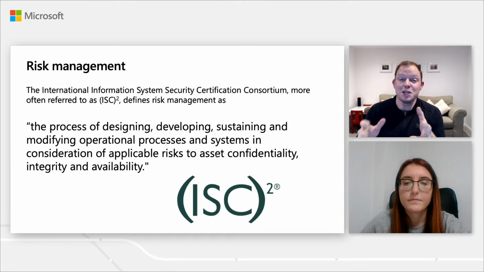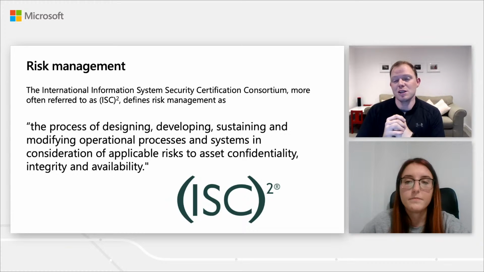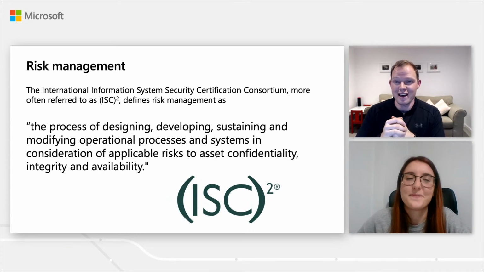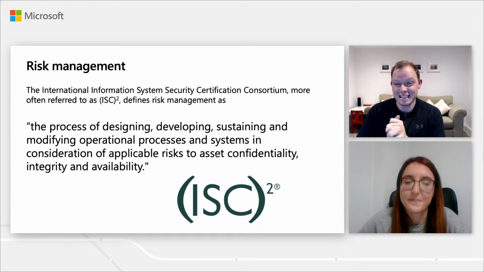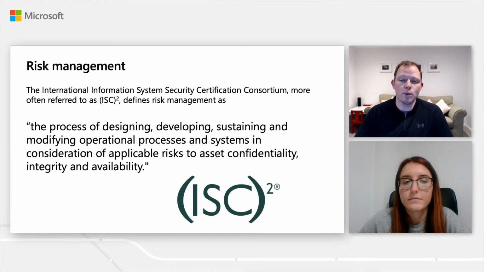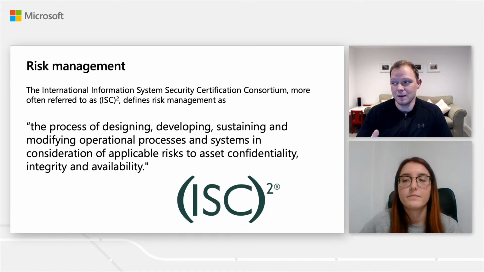And the International Information System Security Certification Consortium, which is a tongue twister that I love to try and say every now and then, we can easily refer to as ISC squared. They define risk management as what you see there on the screen. It's the process of designing, developing, sustaining, and modifying operational processes and systems in consideration of applicable risks to asset confidentiality, integrity, and availability.